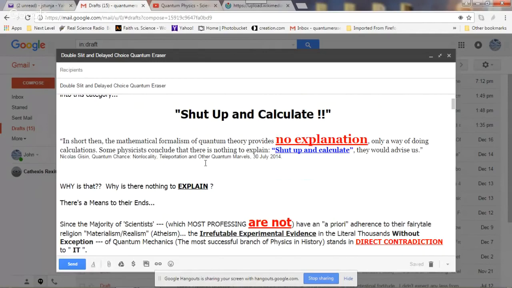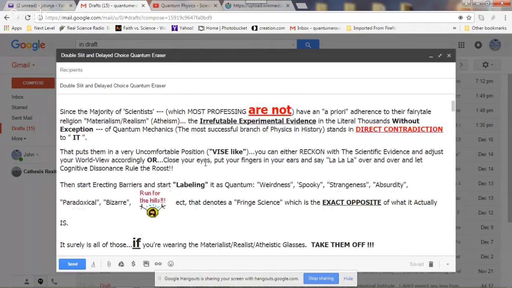And like I said, why is that? Why is there nothing to explain? Well, there's a means to their ends. Since the majority of scientists, which most professing are not, have an a priori adherence to their fairy tale religion, material realism and atheism, the irrefutable experimental evidence, in the literal thousands without exception, of quantum mechanics, the most successful branch of physics in history, stands in direct contradiction to it.